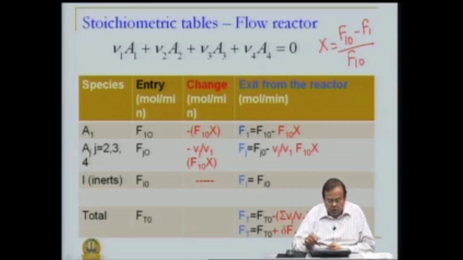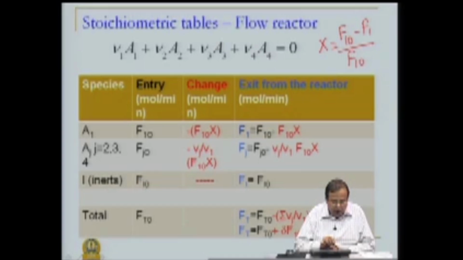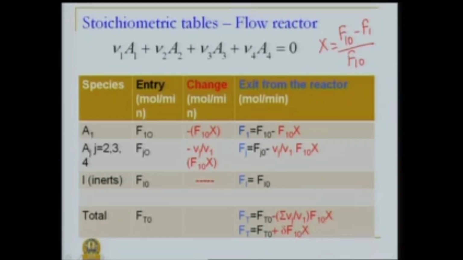For the sake of argument, and because in the ethylene example there was steam, and steam is like an inert, if I had inerts coming in at a rate F10, the change is zero, that is, inerts do not change. So, the number of moles of inerts coming in and going out are the same, there is no change. Then we can sum up all these species and write what is the inlet flow rate and what is the outlet flow rate, and we write the outlet flow rate in a compact form. Ft, the total, is Ft0, that is what is coming in, plus this delta, which is minus the summation of nu j by nu 1 into F10 into X. So, this is my stoichiometric table.